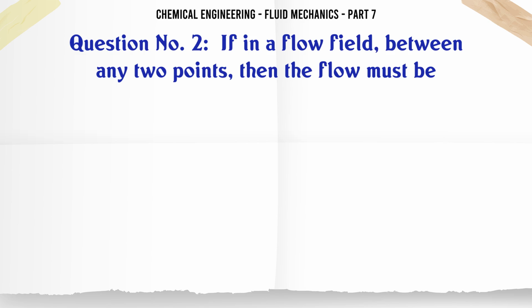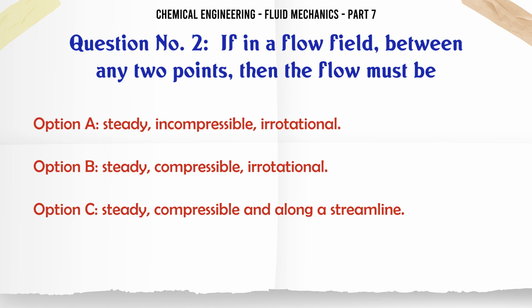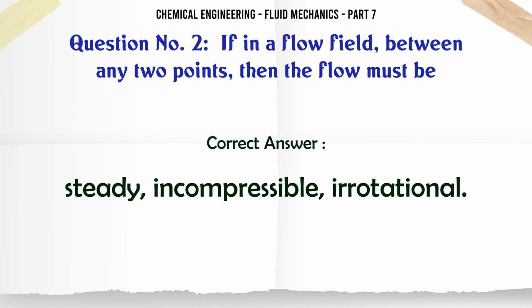If in a flow field between any 2 points, then the flow must be A. Steady incompressible irrotational, B. Steady compressible irrotational, C. Steady compressible and along a streamline, D. Unsteady incompressible irrotational. The correct answer is steady incompressible irrotational.